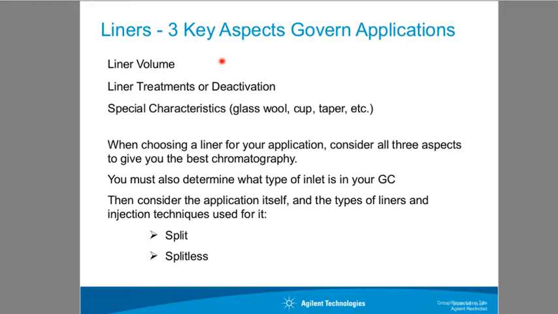So choosing liners, we have, as I mentioned, the volumes of them. There are different treatments or deactivations. We have our standard Agilent deactivation. We have now our Ultra Inert deactivation. Other companies have other named deactivations I'm sure you've heard of. They do have special characteristics: glass wool, a cup, tapers, helix, all these different things, and they all have a purpose in how they treat or react with or interact with your sample.